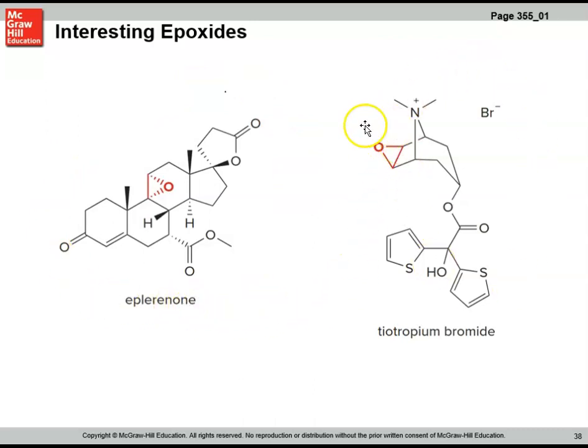On the right here is another epoxide that is a bronchodilator that helps patients with COPD, or chronic obstructive pulmonary disease. You may have heard of this recently in terms of the coronavirus that affects people that have this issue more generally than the general population.